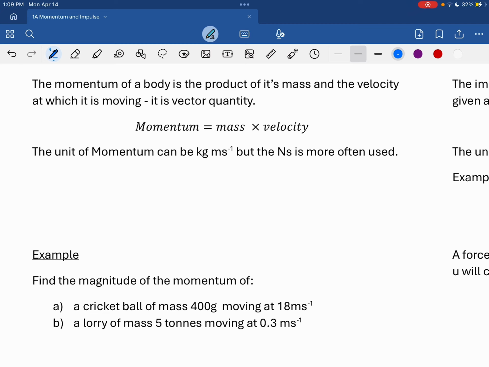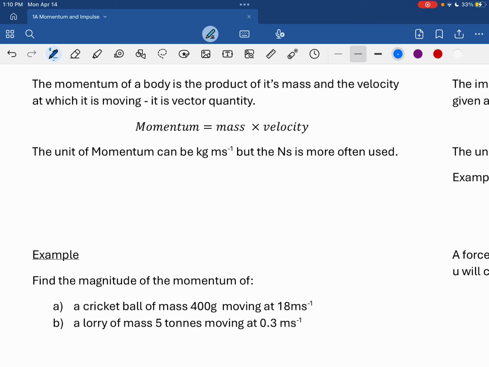And it's a vector quantity because velocity is also a vector quantity, so therefore momentum will also be one too. And the unit of momentum can be in kilograms meters per second because it's mass times velocity, but we often use Newton seconds instead.